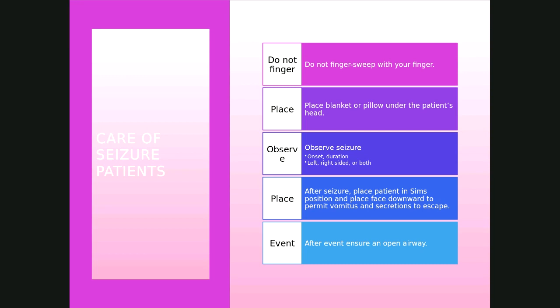Once the seizure is ended, you want to place the patient in a Sims position, which means lying on their left side with their right knee bent. And you want to keep their face down so that if they happen to vomit, it will roll out of their mouth and not cause a choking hazard, because a lot of patients, when they're done seizing, they often will vomit.